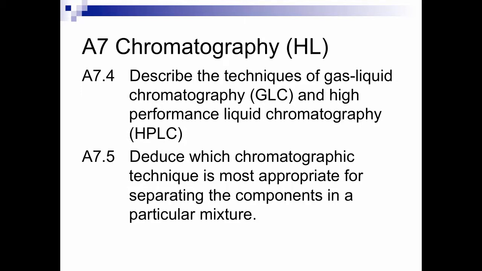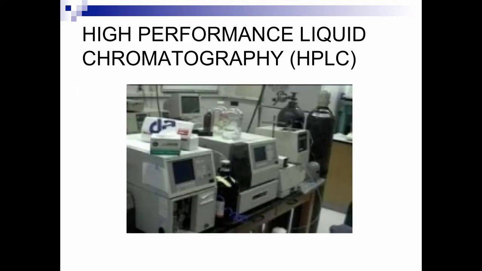In the HL section, for A7 chromatography, we are required to describe the techniques of gas-liquid chromatography, GLC, and high-performance liquid chromatography, and deduce which chromatographic technique is most appropriate for separating the components in a particular mixture. High-performance liquid chromatography, HPLC.